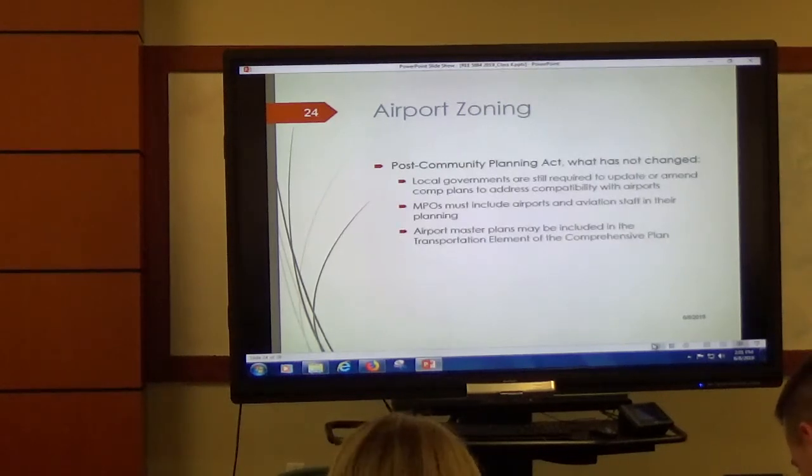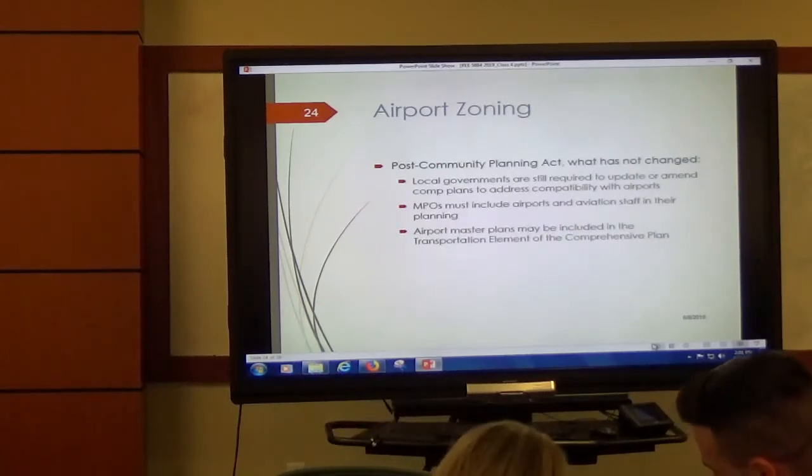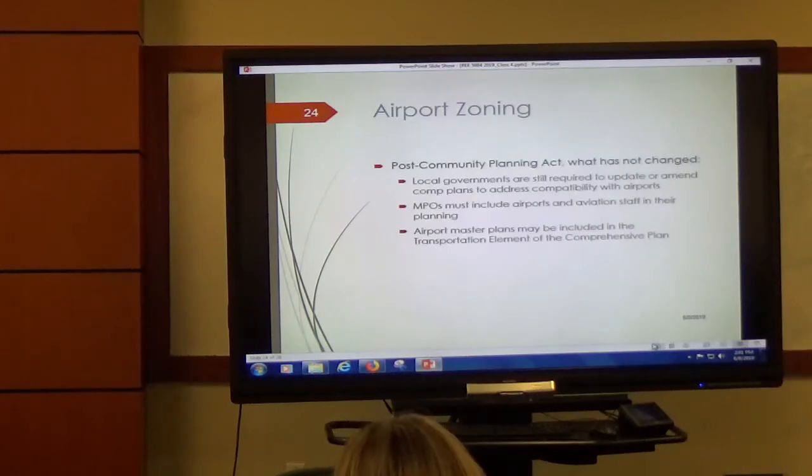Airport master plans may be included in the transportation element of the comprehensive plan. Doesn't happen much. Southwest International Regional, in Sarasota, incorporated their airport master plan into the comprehensive plan, and I think they regretted it because airport master plans have their own regulations about how to adopt them and how to amend them.